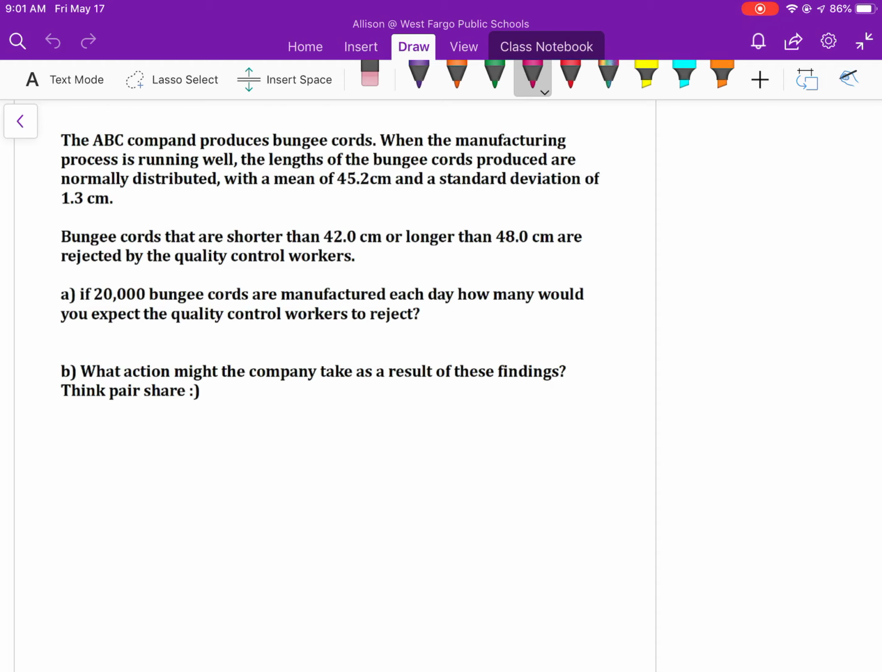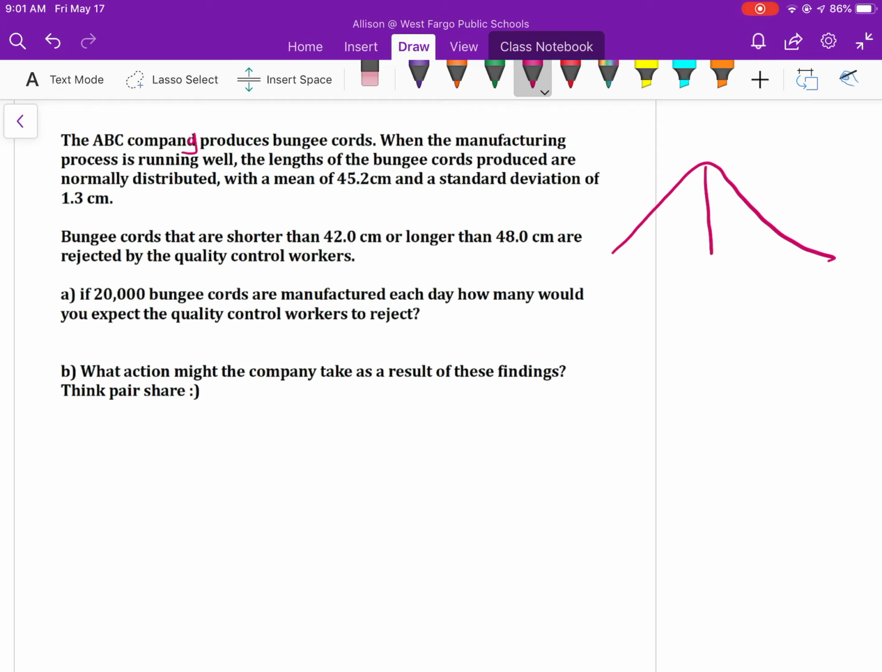Okay, the ABC company produces bungee cords. When the manufacturing process is running well, the lengths of the bungee cords produced are normally distributed, with a mean of 45.2 and a standard deviation of 1.3. Bungee cords that are shorter than 42 centimeters or longer than 48 centimeters are rejected by the quality control workers. So I want to use that information to find, if 20,000 bungee cords are manufactured each day, how many would you expect the quality control workers to reject? So let's draw a little picture here.